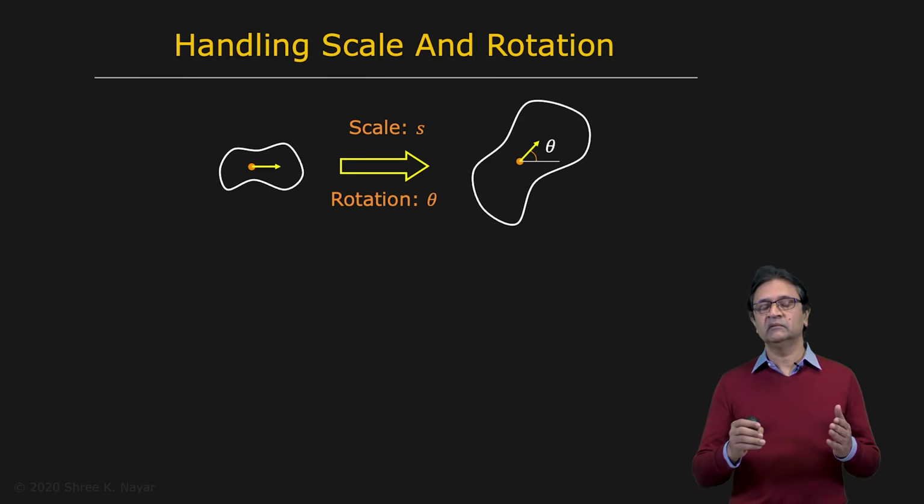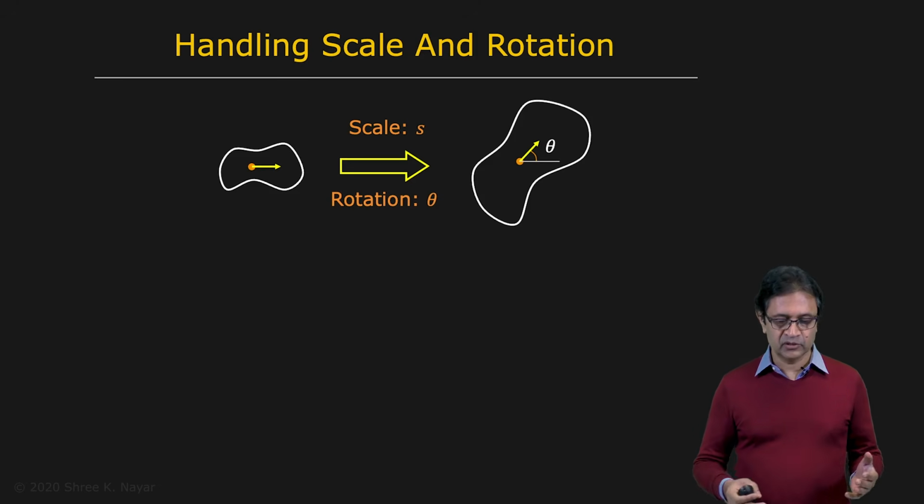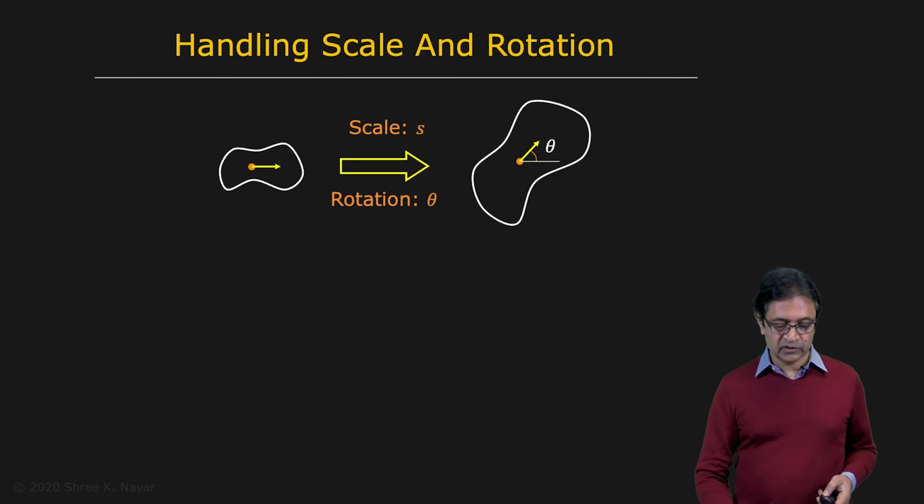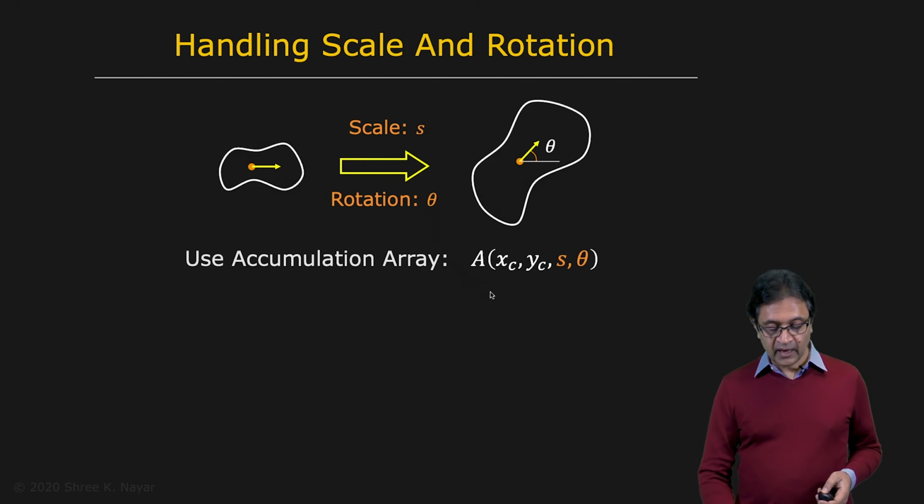And now you can imagine adding more parameters to the problem. At some point, it gets unmanageable in terms of memory and in terms of computations. But in theory, you can do this. If you said, well, I know what the object looks like, but I don't know what the size and the rotation of the object is going to be in the image. It could have some scale, s, and rotation, theta. You can add those as parameters to your accumulator array.